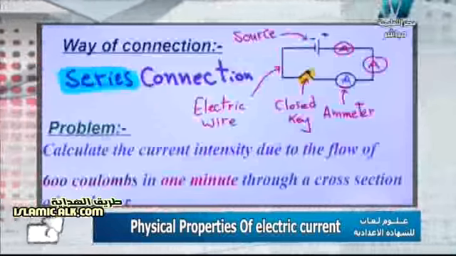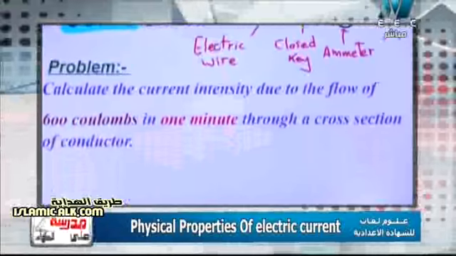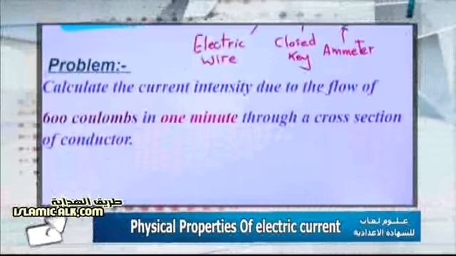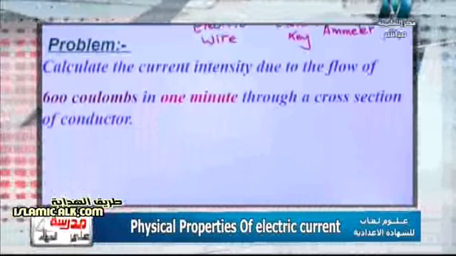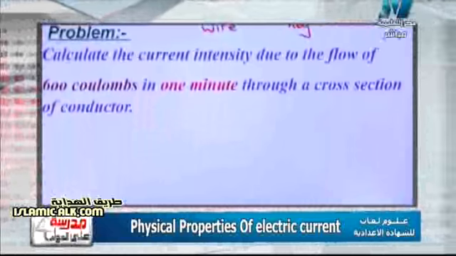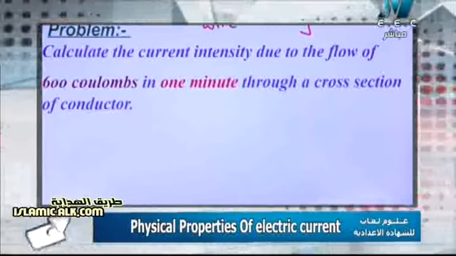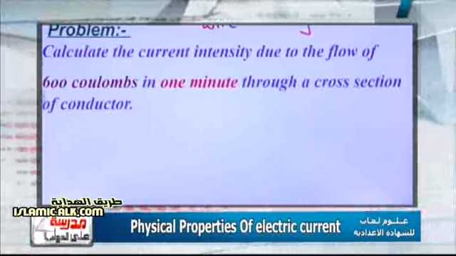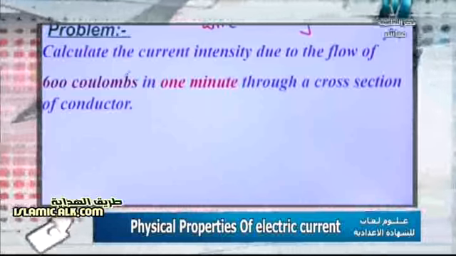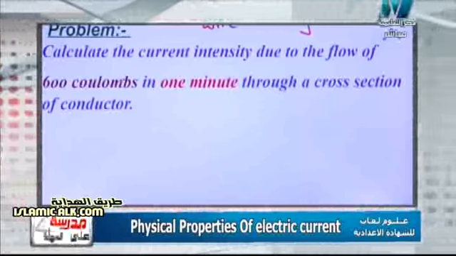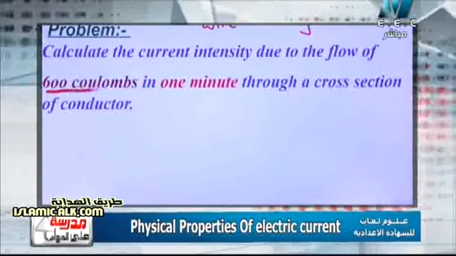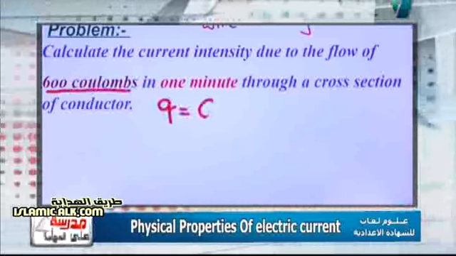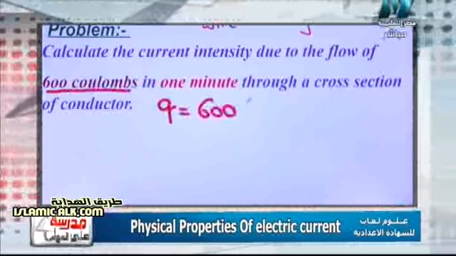Okay, we have a problem here, let's solve it together. It says: calculate the current intensity due to the flow of 600 coulombs in 1 minute through a cross section of a conductor. How can we answer this problem? We should firstly write the given. So we have Q, quantity of charge, equal 600 coulombs.